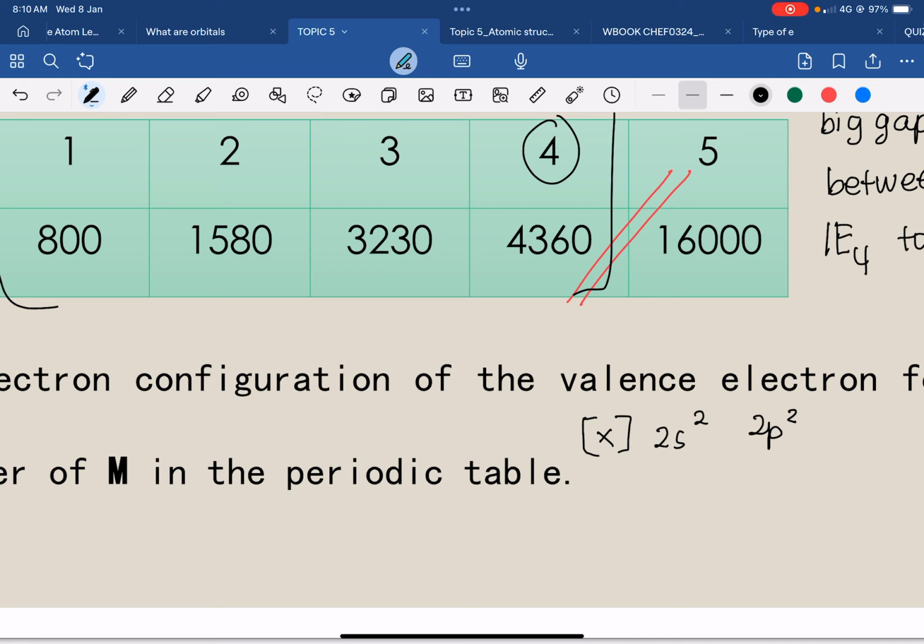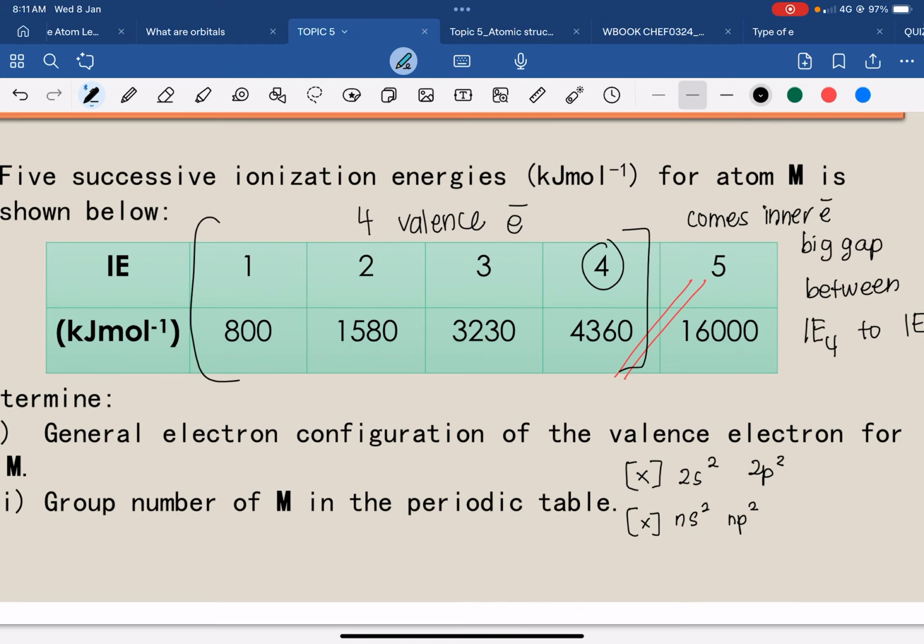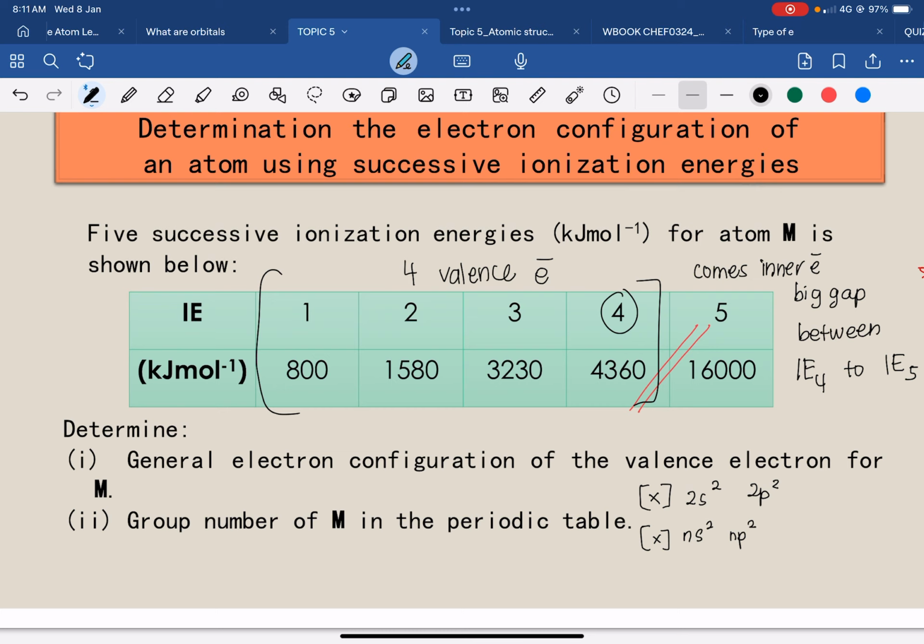Okay, and then since dia minta general electron configuration, so kita akan gantikan. So X ni tak ada apa-apa bukan tak ada apa-apa. X ialah any inner electron, and kita akan gantikan 2 dengan N, ns2, np2. Maksudnya dekat period 2 ke period 3, period 4, kita boleh gunakan configuration yang sama. That's what it mean by general electron configuration. Okay, so ns2, np2.